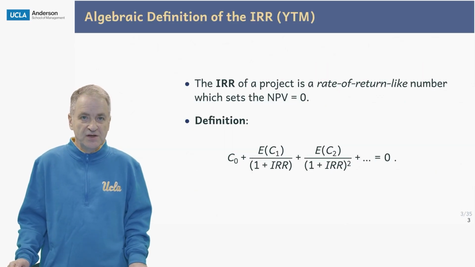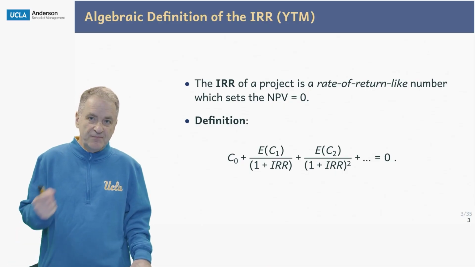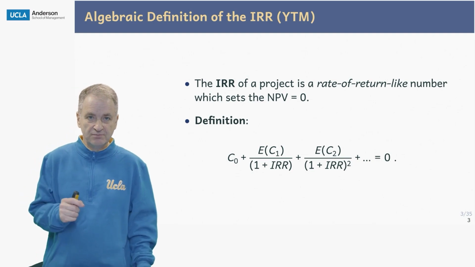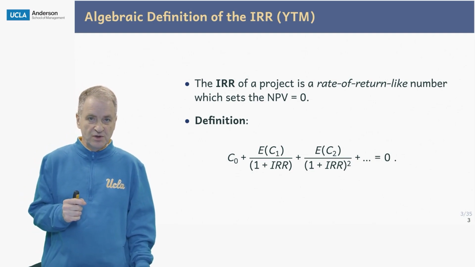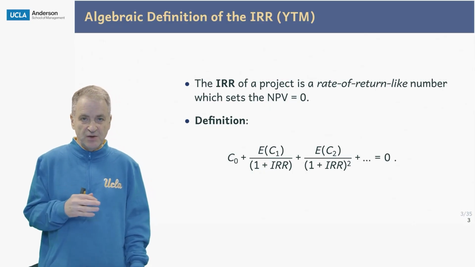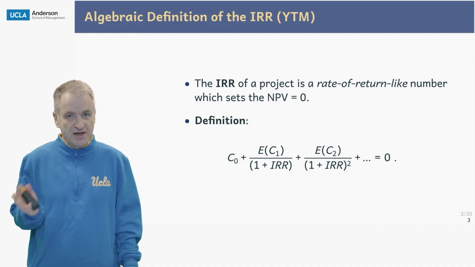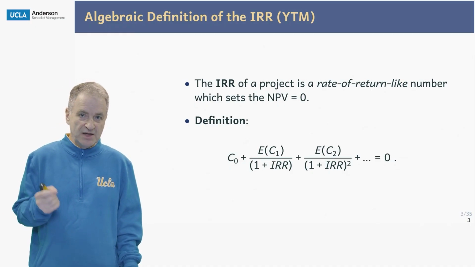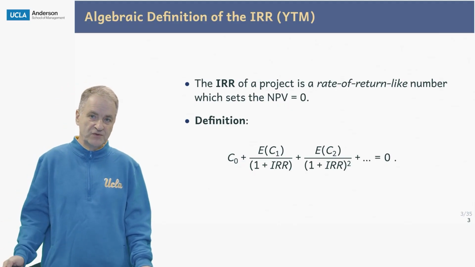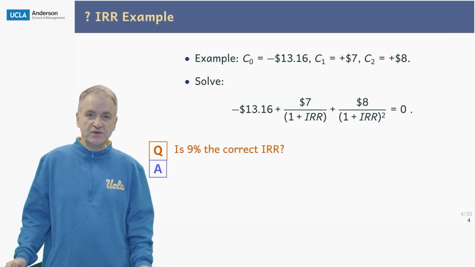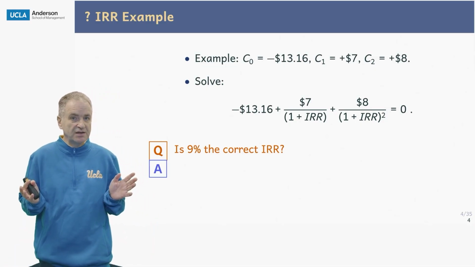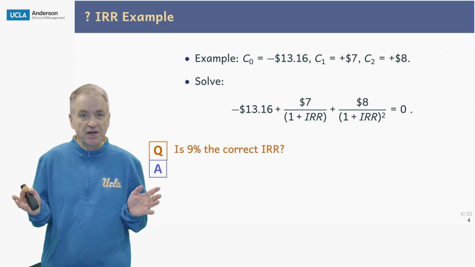The definition of the internal rate of return: it's a rate of return-like number which sets the net present value equal to 0. So in this particular case, this would be this formula, C0 plus whatever the future cash flow is divided by 1 plus IRR, plus whatever the cash flow is the following year divided by 1 plus IRR squared. And of course, if you had more cash flows, there would be more cash flows there. That has to be equal to 0. Now, if you check this, is 9% the correct internal rate of return? Plug it in. Let me know.